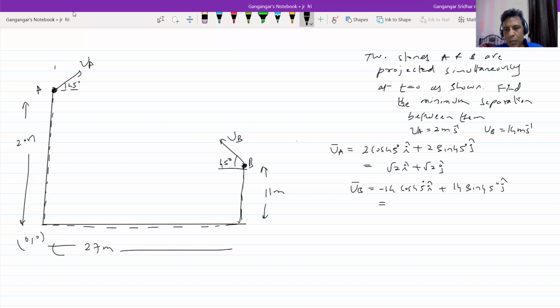So 1 by root 2. So this will be minus 7 root 2 i cap plus 7 root 2 j cap. This is UB bar.